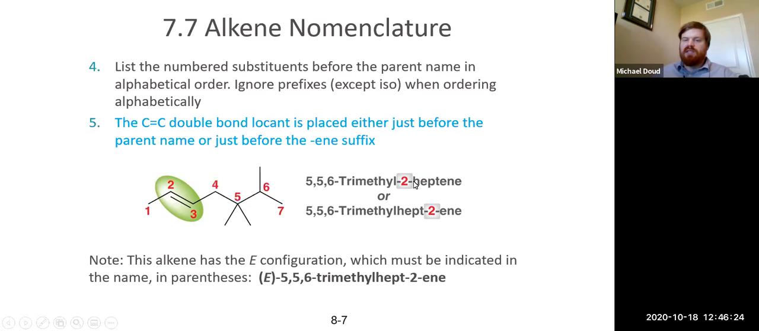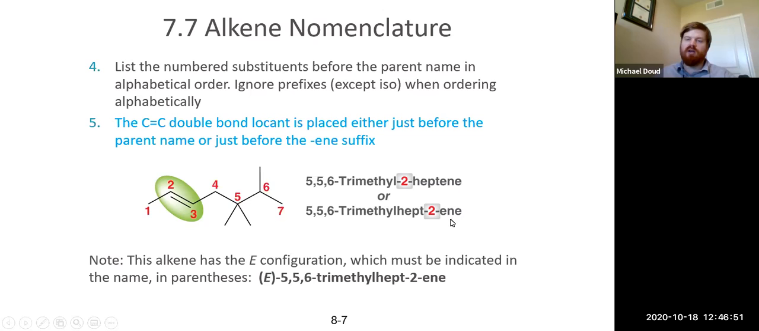So yeah, this lists both of the possible ways that you can do it. Then you notice, okay, there are methyl groups, 2 of them on the 5th carbon and 1 on the 6th carbon. So that becomes 5,5,6-trimethyl-2-heptene, but that's not how we're going to do it. We want to do it this way down here, which is 5,5,6-trimethylhept-2-ene. We want to get used to using this bottom method here.